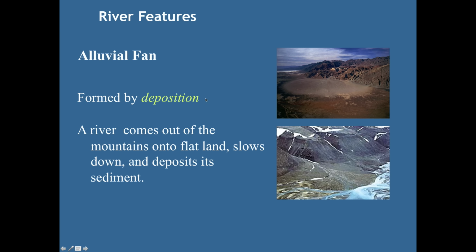So these are the features that are created by erosion and deposition of a river. And you're going to practice them with our Google Earth activity. You're going to be finding them in satellite images and figuring out which river features you're looking at.